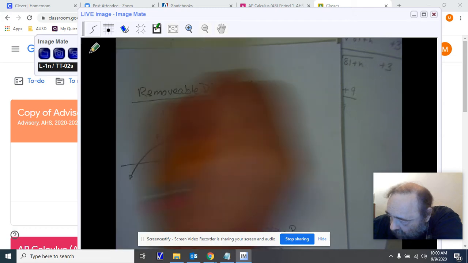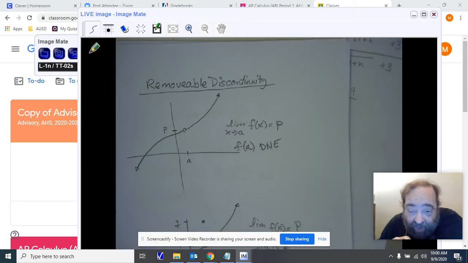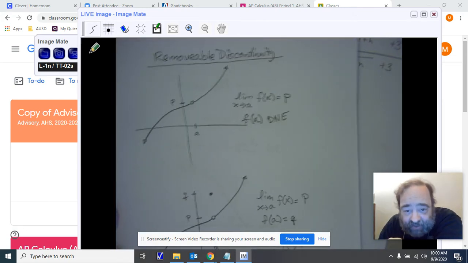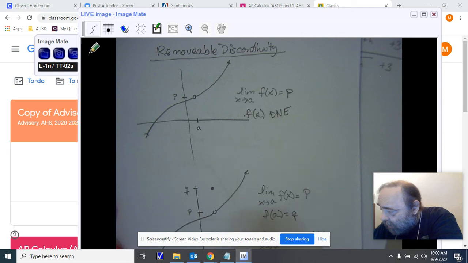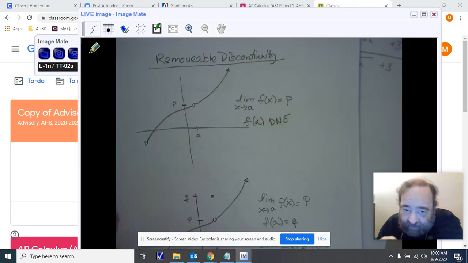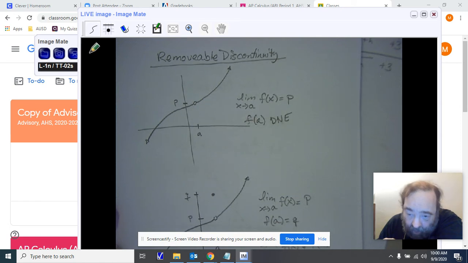A removable discontinuity is defined as having a limit that exists, but the value is either misplaced, not equal to the limit, the point that's been defined, or the point doesn't exist at all. Okay? The way you know you could possibly be dealing with a removable discontinuity is the limit exists, but it's still discontinuous. All right? This is very important.